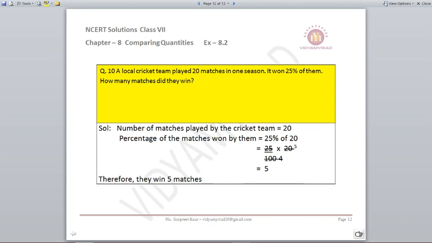Question number 10. A local cricket team played 20 matches in one season. It won 25% of them. How many matches did they win? So what is the number of matches played by the cricket team? 20. How many matches did they win? 25%. So 25% of 20 will be 5. So how many matches did they win? Only 5 matches.